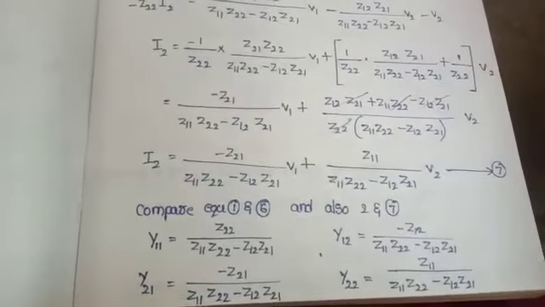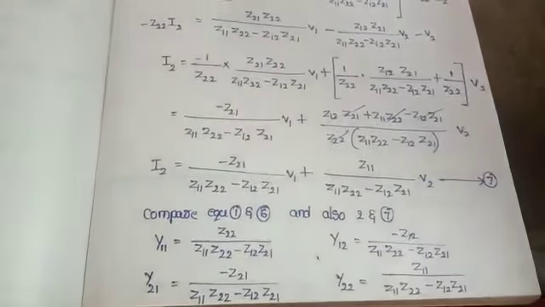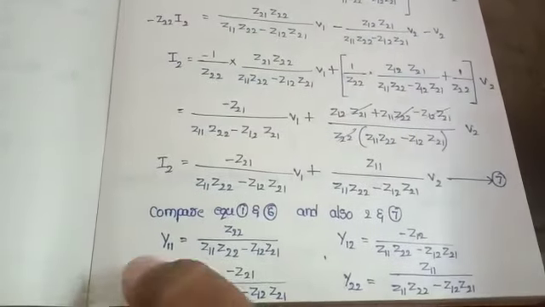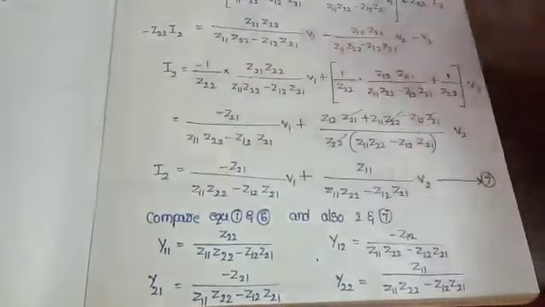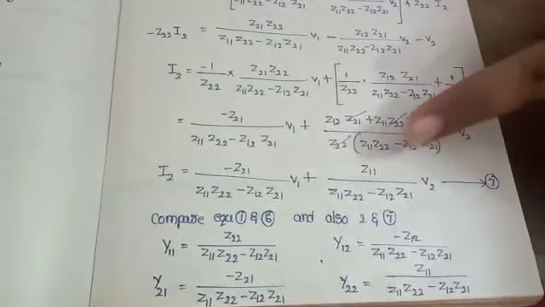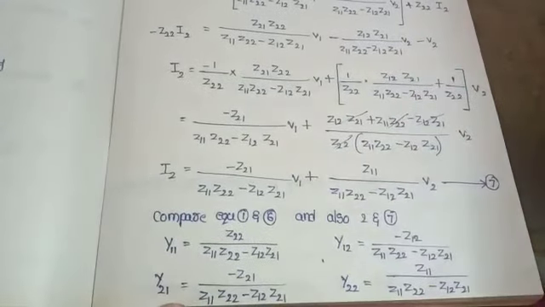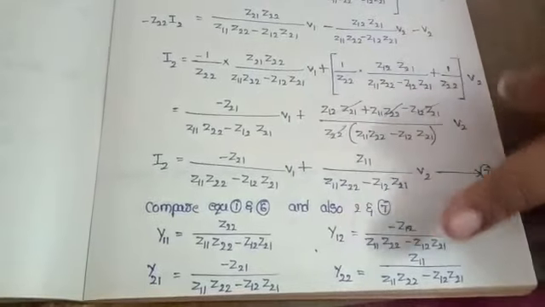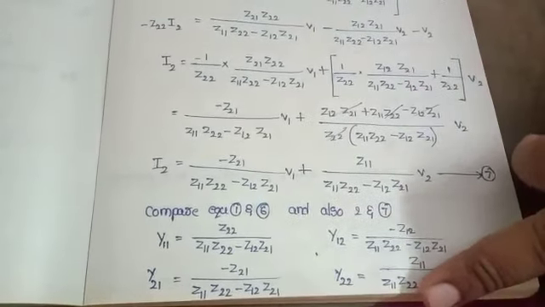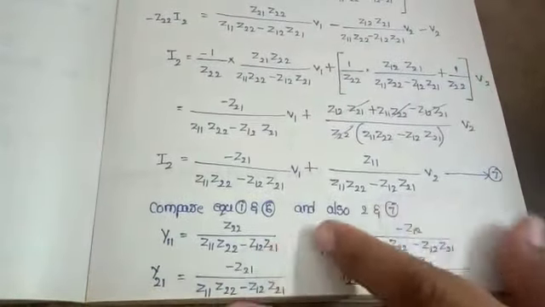Now comparing equation 1 and 6 and 2 and 7, so y11 equal to z22 by delta z, y12 minus z12 by delta z, y21 minus z21 by delta z, y22 z11 by delta z. Like that, we have to determine the y parameters in terms of z parameters.